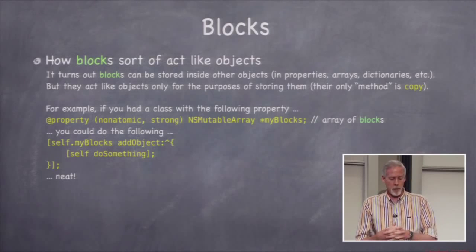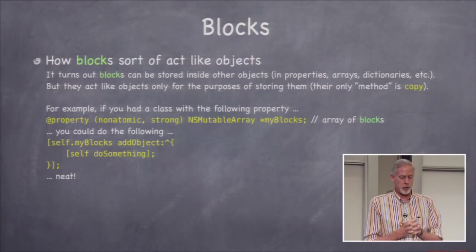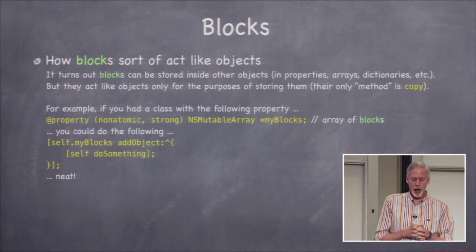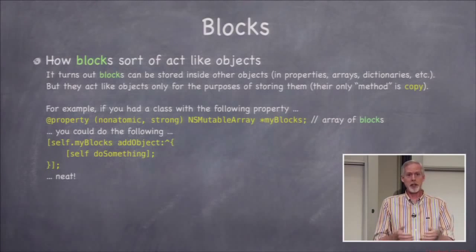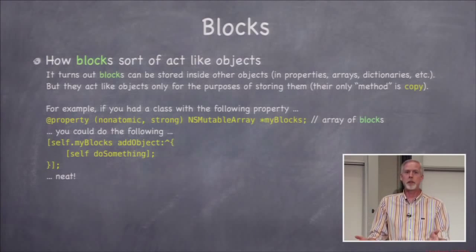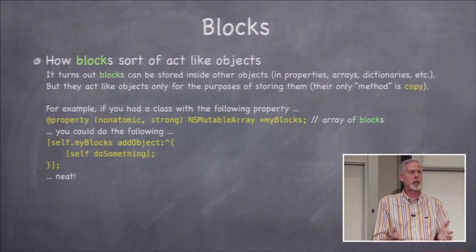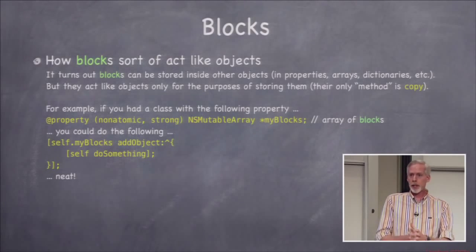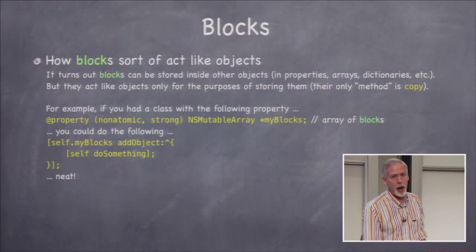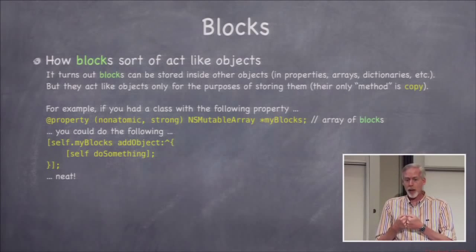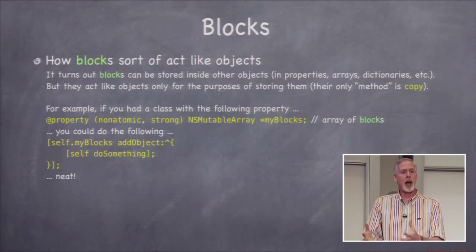So for example, here I am putting a block into an array. So I have a property in my class, myBlocks. It's a mutable array of blocks. And I just say self.myBlocks, add object, colon, a block. Okay? And I know this looks weird, and it is weird because blocks are not objects, but they act like objects for this purpose of storing them in things. Okay? So it's pretty neat. And by the way, I have not talked about basically how you would call this block. Like if I grab this block out of this array and wanted to invoke it, how would I do it?